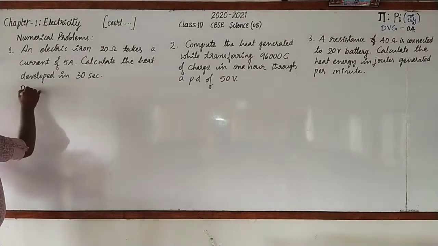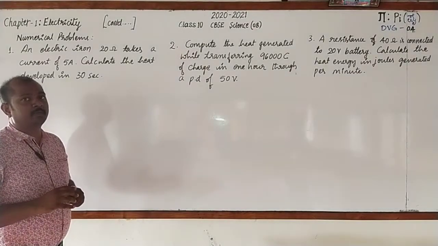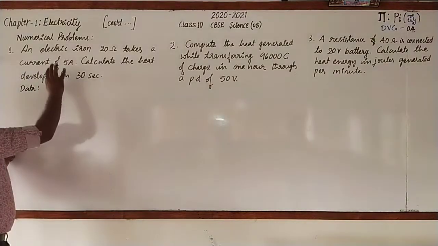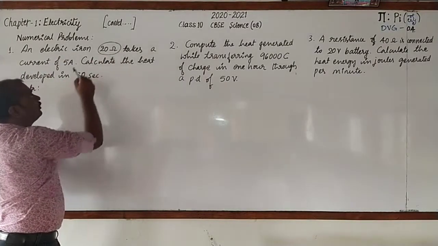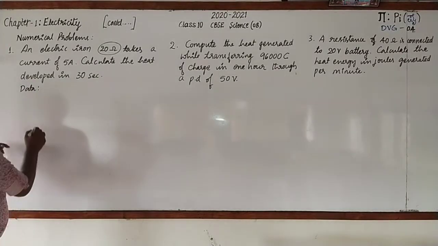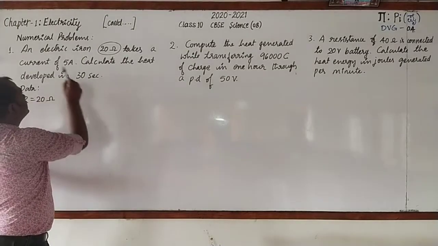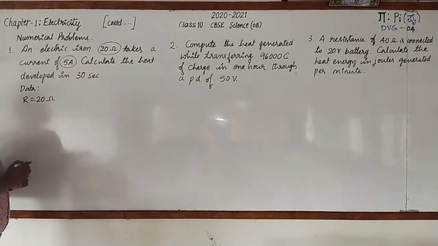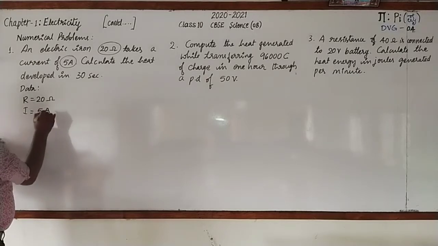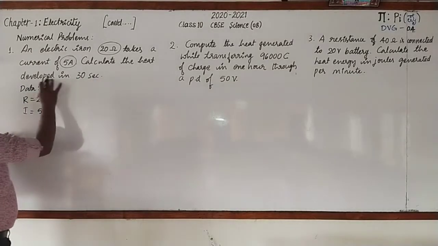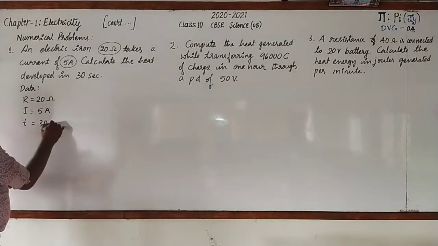Dear students, I have already told you many times, in case of numerical problems, first you have to identify the given information. An electric iron 20 ohm. What does 20 ohm indicate? It is resistance. R is equal to 20 ohm. Takes a current of 5 amps. 5 amps is current. I equal to 5 amps. Calculate the heat developed in 30 seconds. T is equal to 30 seconds.